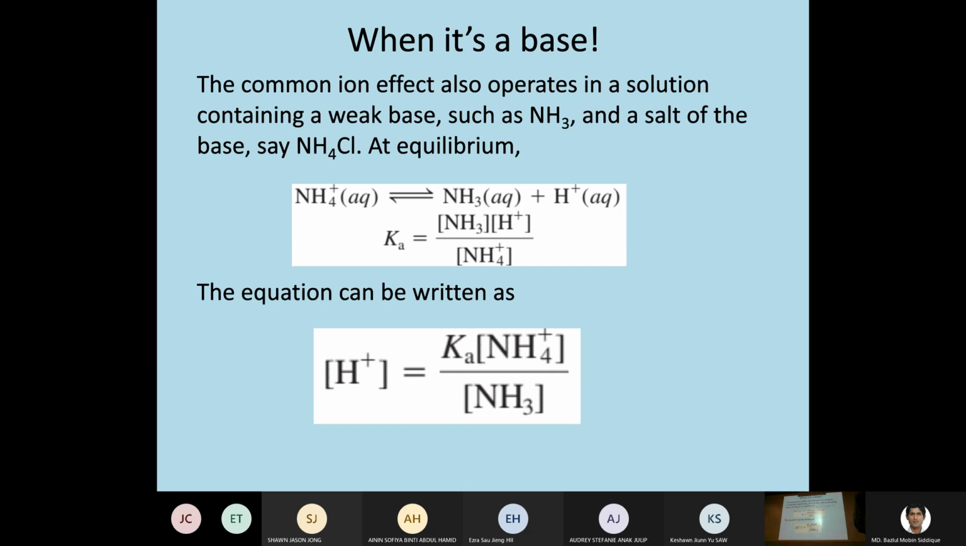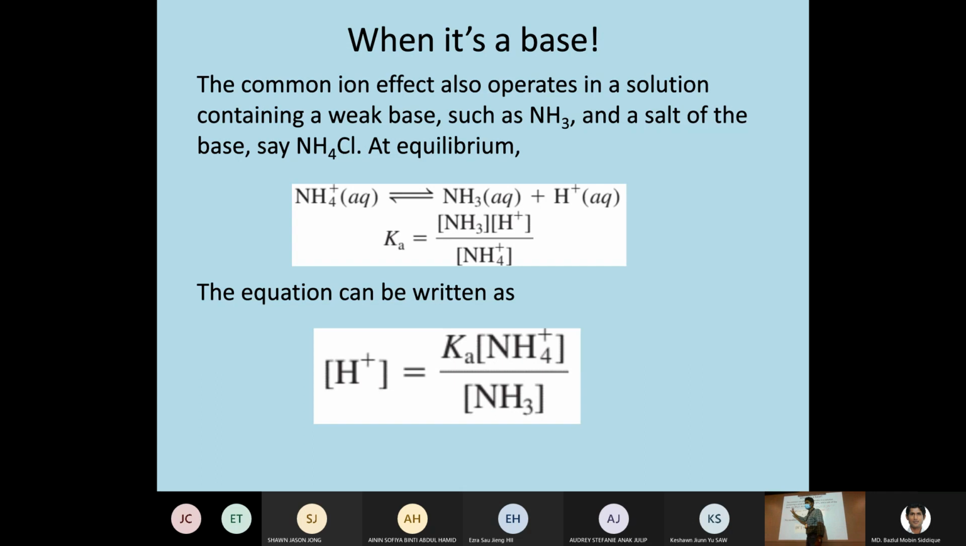Okay. So it also occurs with a basic salt. It can occur in this category, right? In this category, for reaction number one, let's say I am adding some more ammonia into the solution. What will happen? The reaction will go backward, right? The reaction will go backward and ammonium is produced.